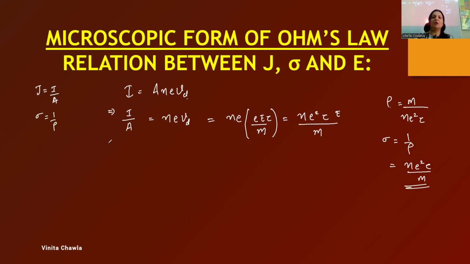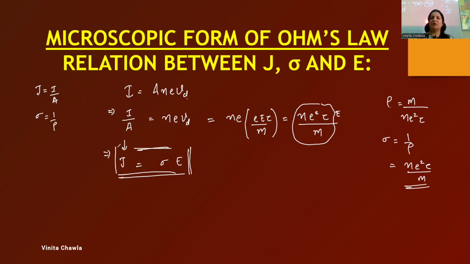Yes. So now we have this I upon A. We can write J for I upon A. Yes. It is equal to this N E square tau by m, which is sigma, and E. This is the microscopic form of Ohm's law. J is equal to sigma E. Okay? This is current density. So current density is equal to conductivity multiplied by electric field intensity.